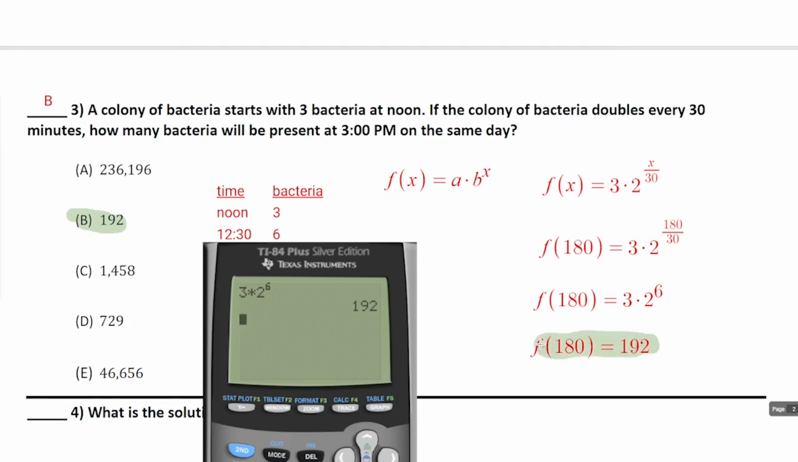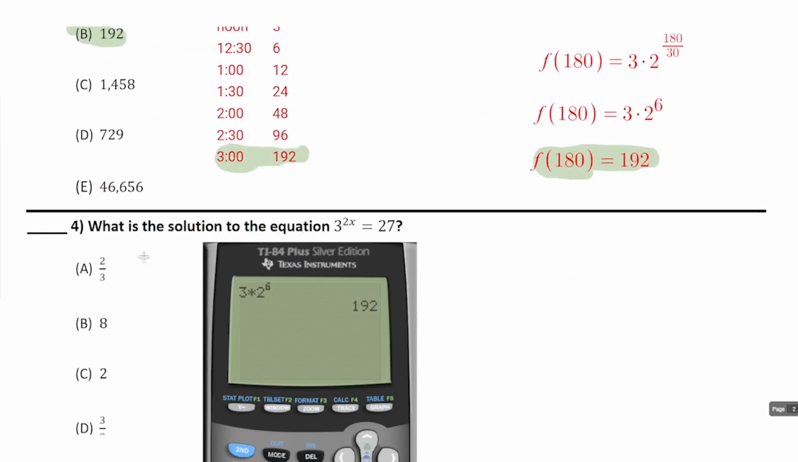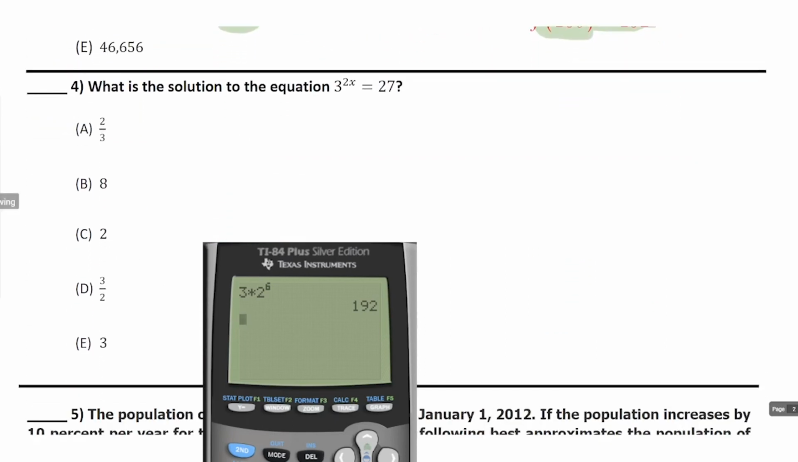All right. Number 4, what is the solution to this equation? So this is one where we can rewrite 27 as a power of 3. So 3 to the 2x equals 3 cubed. Okay, 3 cubed is 27.